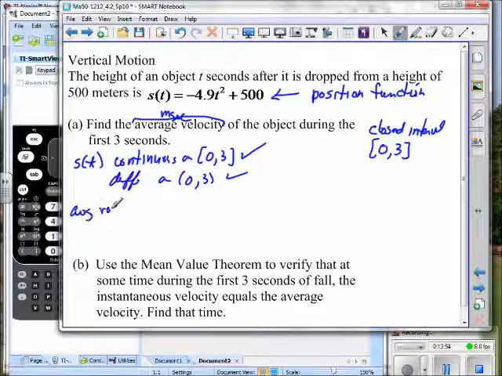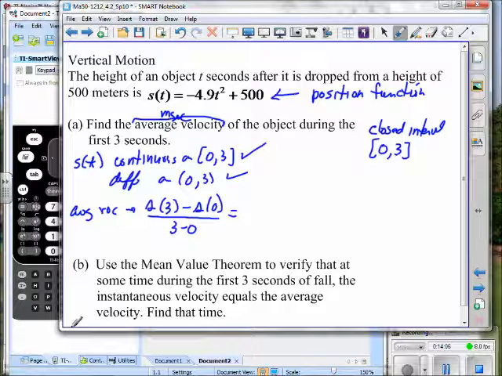Okay. So now let's find that average rate of change. So we'll just say average rate of change, otherwise known as the average velocity in this problem. So we have S of 3 minus S of 0 divided by 3 minus 0. I'll let you work on that just a little bit. When you come up with a numerator value, let me know what you have.